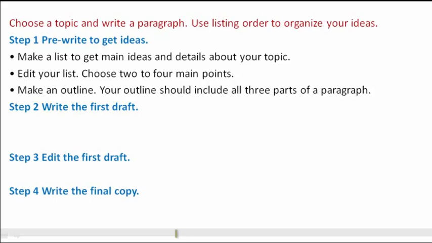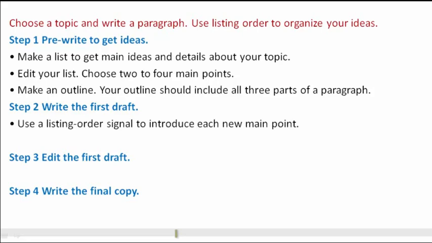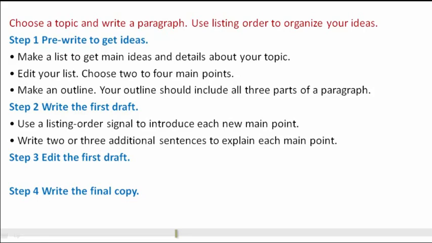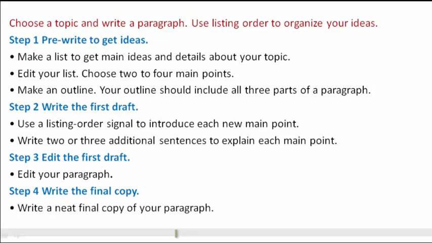Step 2. Write the first draft. You should use a listing order signal to introduce each new main point. You should write 2 or 3 additional sentences to explain each main point. Step 3 is to edit the first draft. You should edit your paragraph before step 4, which is write the final copy, in which you write a neat final copy of your paragraph.